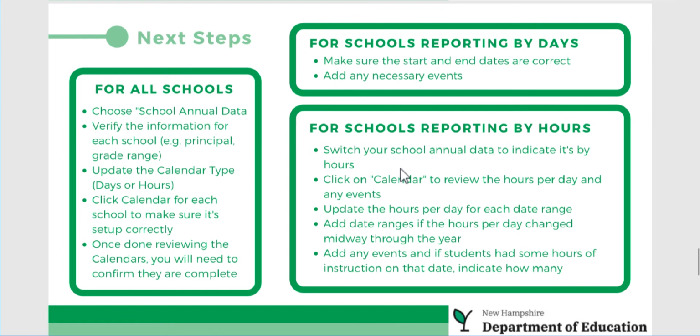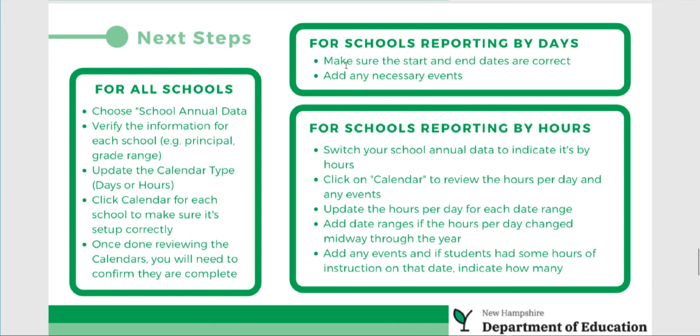Again, as you think a little bit more in detail about what it means for all schools, we want you to go to the school annual data. We want you to verify the information for each school, just as you've done in the past. We want you to update your calendar type, so if you need a report by hours, you change it to hours. We want you to click on the calendar for each one of those schools and make sure that the setup is correct. And then once you're done reviewing your calendars, there'll again be a confirmation in the I4C system as well, where you'll be able to confirm your calendars.